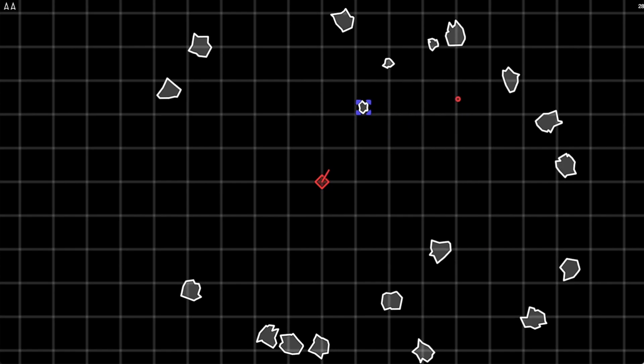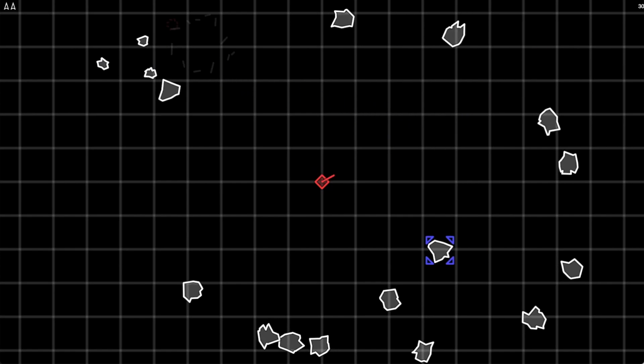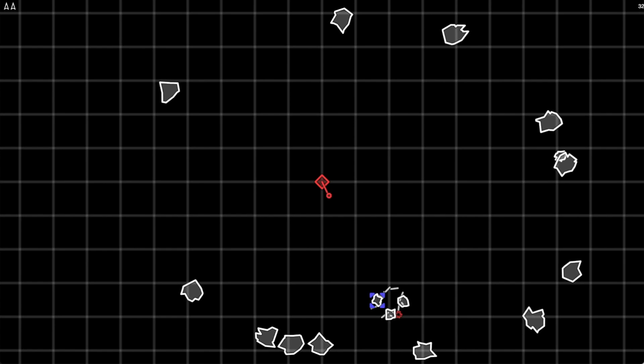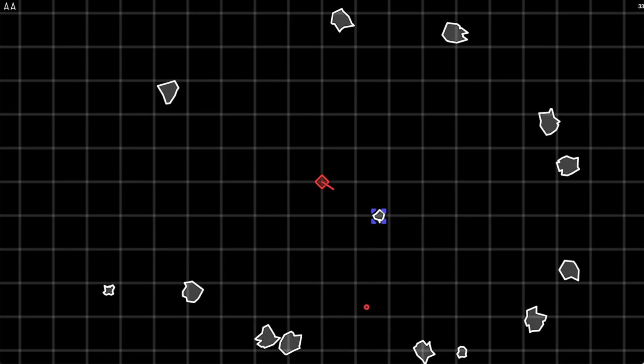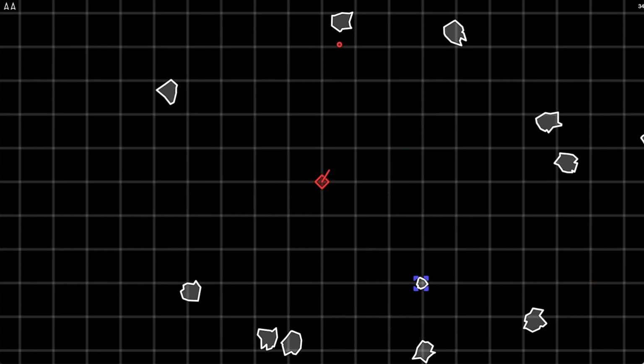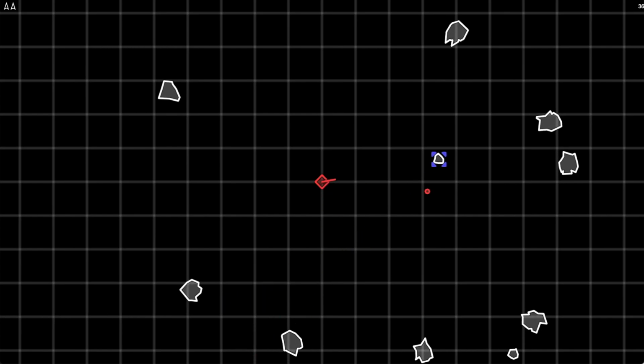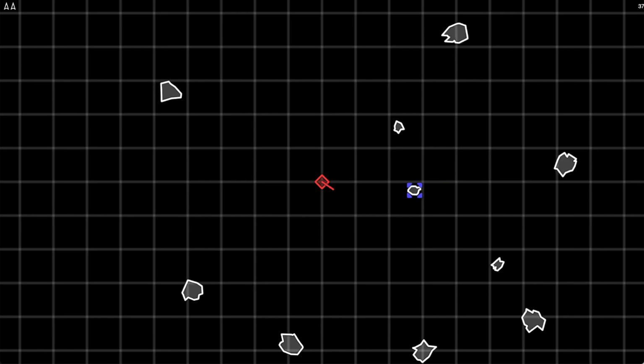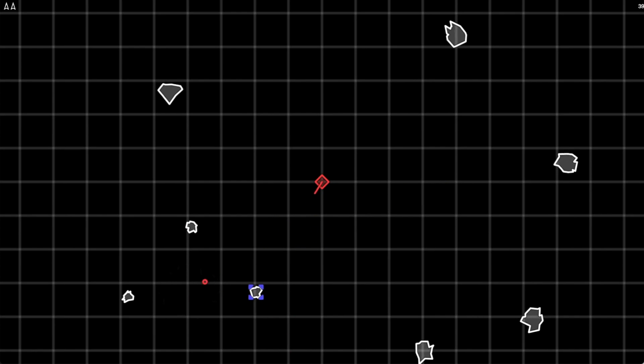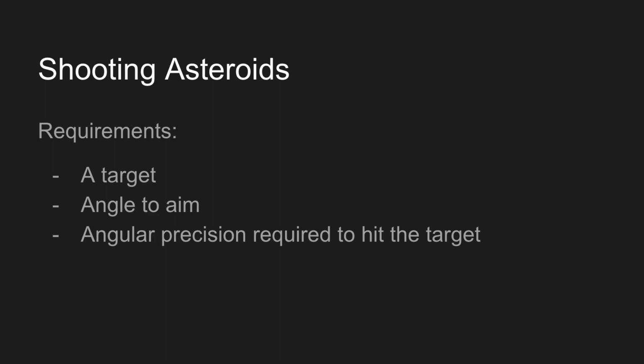This involves algebra and a small bit of trigonometry in the form of the law of cosines. In Part B, I will improve our precision a bit, still using algebra and trig. And in Part C, I will show you how to precisely calculate the aiming boundaries using the previous calculations and Newton's method. As I discussed in Part 1, there are 3 requirements for shooting targets: a target, an angle to aim, and the precision necessary to hit the target.